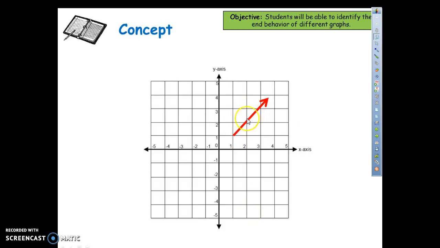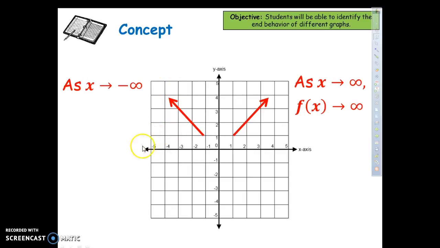So if I have an arrow going this way, where are my x values going? Well, they're going to the right, and that is positive infinity. And where are my y values going? Well, they're going up, and that is positive infinity as well. If I have an arrow going this way, my x values are going to the left, correct? I'm going to the left, and my y values are going up. Well, left is negative infinity, and up is positive infinity.